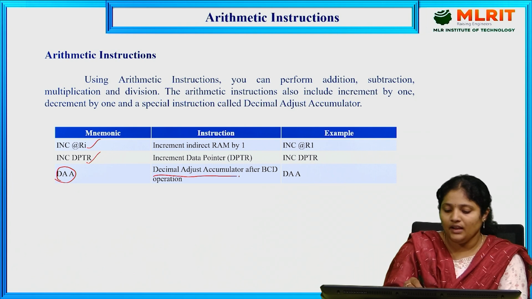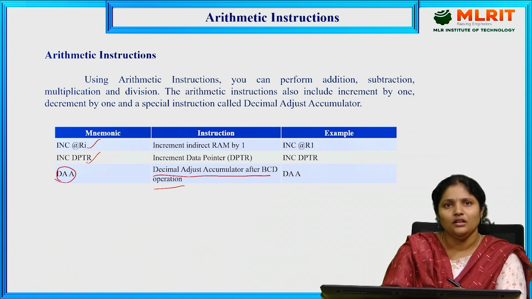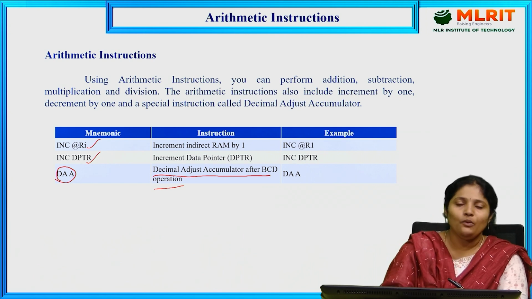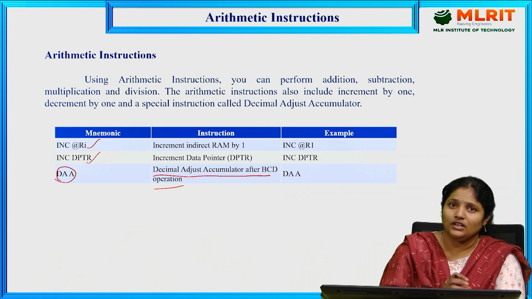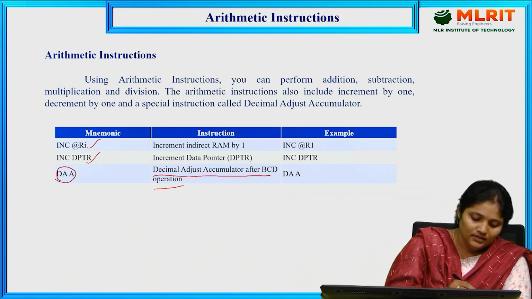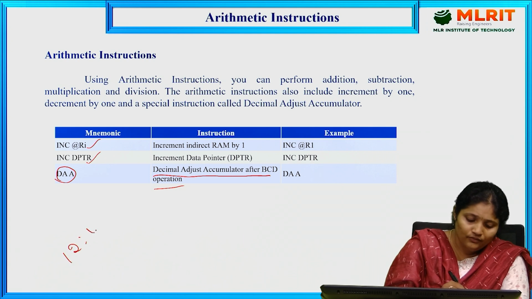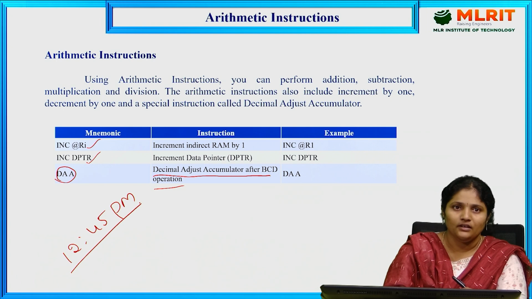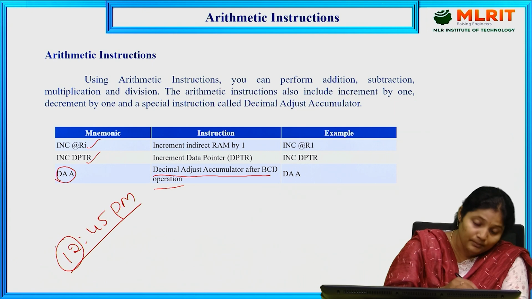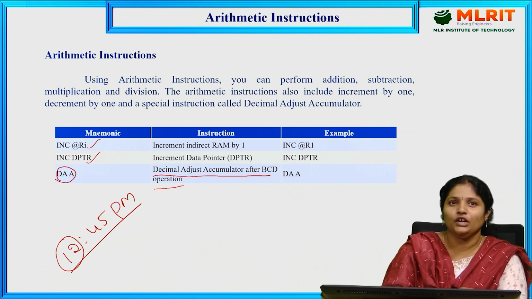This is decimal adjust accumulator after BCD. Why do we need this particular instruction? Let's see. I want to add two BCD numbers. BCD means binary coded decimal numbers. After adding binary coded decimal numbers, suppose I want to design a digital clock. In that digital clock, suppose 12:45 PM is the time I want. Usually we take the time, here 12 is there, but this is a BCD number, a binary coded decimal number.